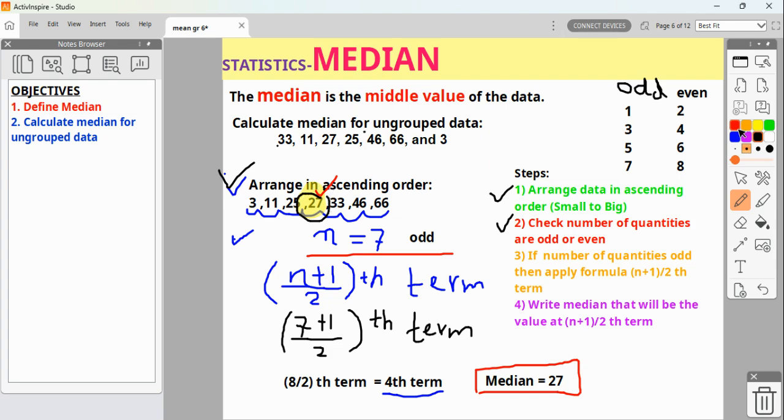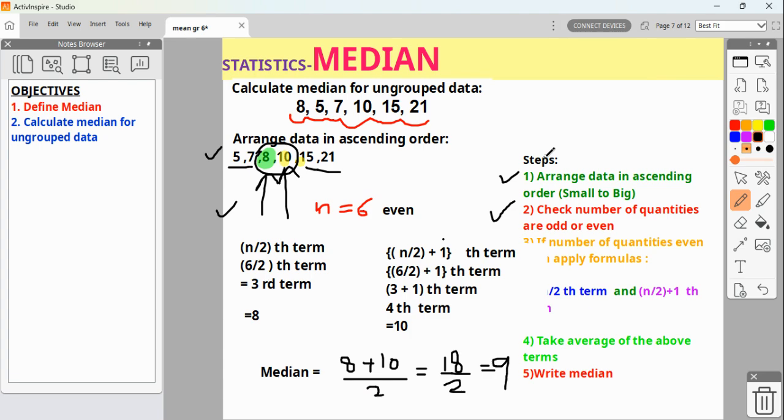So this is our median. And when we have an even number of quantities, the first step is also the same: arrange data in ascending order, small to big. Then when we find the number of quantities is even, we have to apply two formulas, n by 2 term and n by 2 plus 1 term. So we got n by 2 term is the third term. We check in the data, the third term is 8, and the n by 2 plus 1 term we got is the fourth term. The fourth term is 10 in the arranged data, not directly in the question.